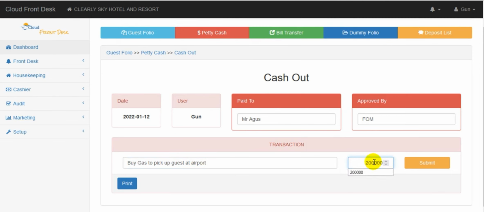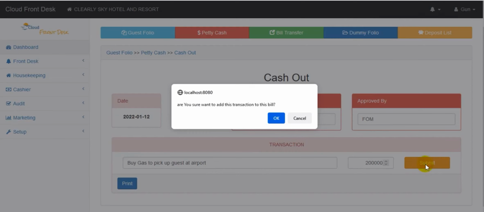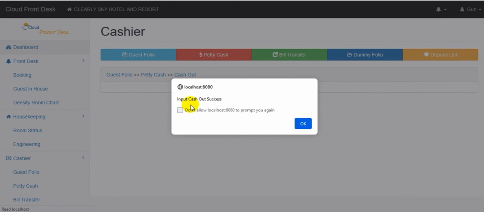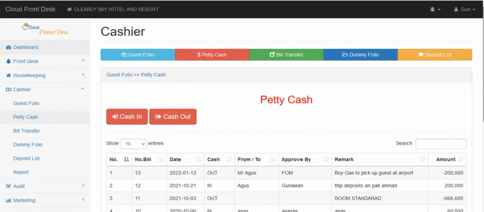After success, then here it is: Mr. Agus, gas to pick up guest to airport. Out. Now this is a minus. Yes, if it goes out. If it goes in, it means plus the number. Now if it comes out, it means minus.